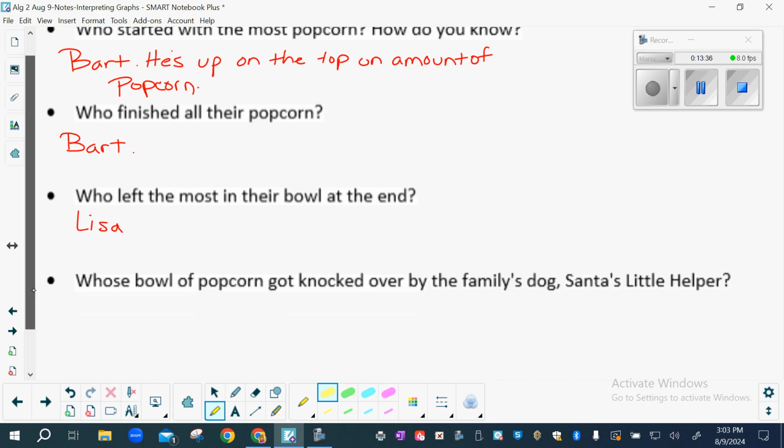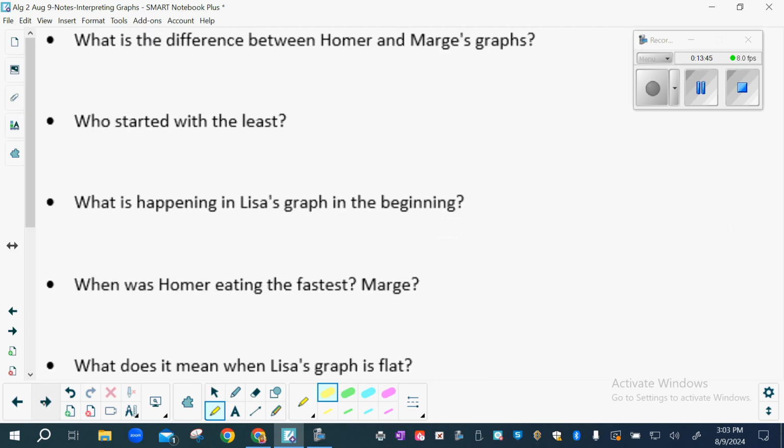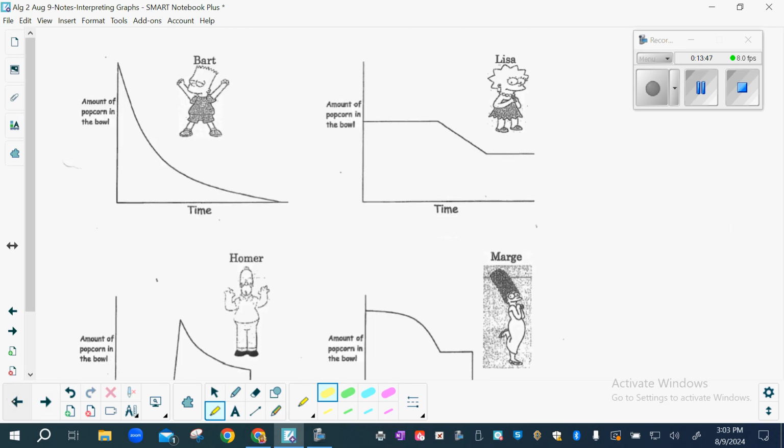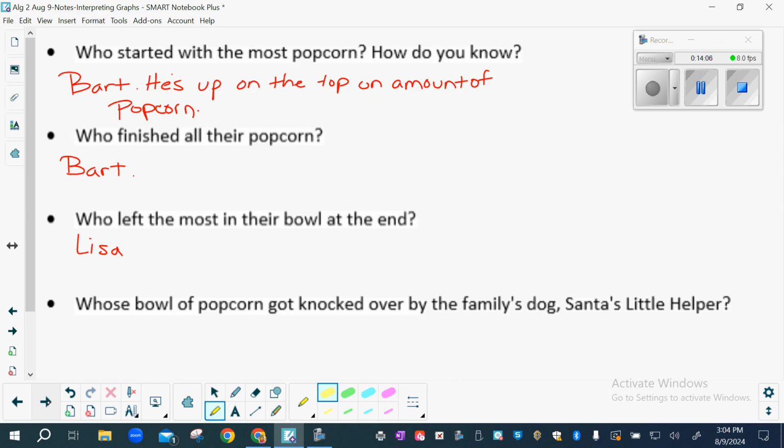And then whose bowl of popcorn got knocked over by the family's dog, Santa's little helper? So on this one, you could have interpreted either one of two, or either one of them is doing that. Let's say it's just one, and then we'll have another scenario for the other one. So which one might it be that the bowl was knocked over by the family dog? Marge. So let's say it was Marge. So when it's knocked over, all of the popcorn is out of the bowl.